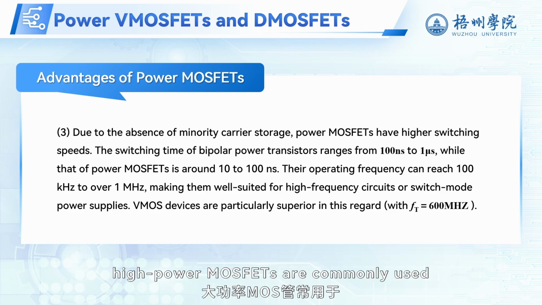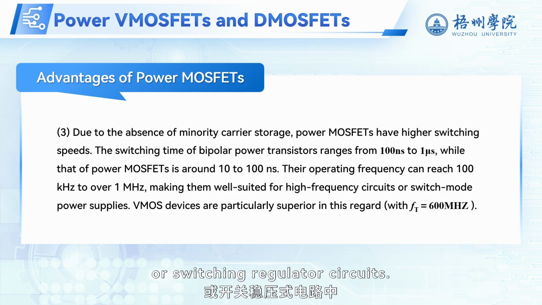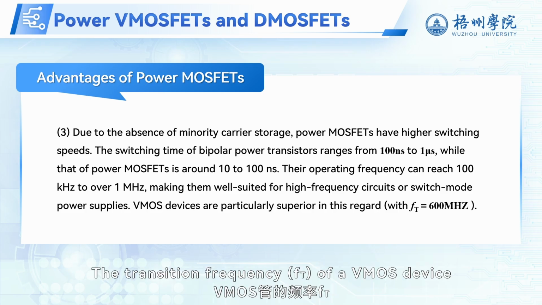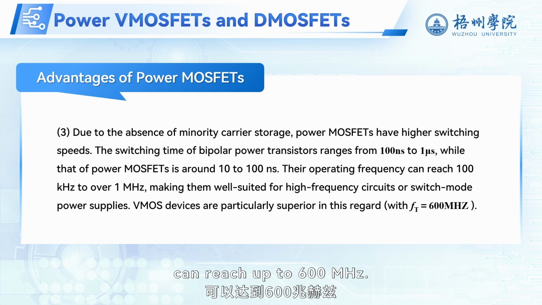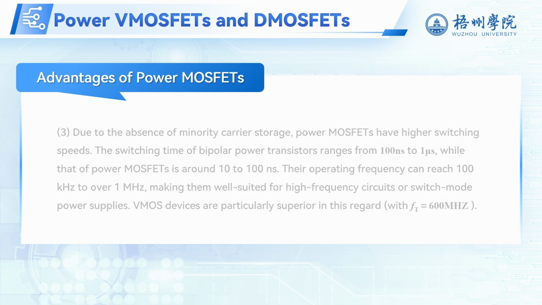As a result, high-power MOSFETs are commonly used in high-frequency circuits or switching regulator circuits. The transition frequency, FT, of a VMOS device can reach up to 600 MHz.